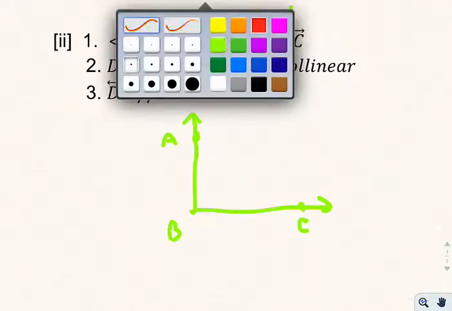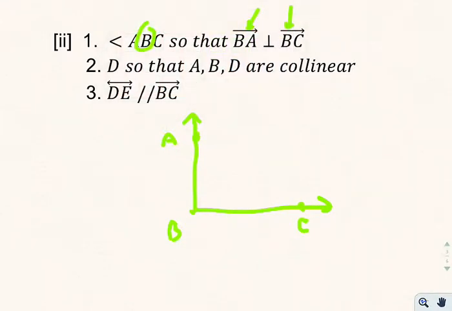Okay, what's next? So that A, B, and D are all collinear, that means in the same line. So if there's A, there's B, I'm going to put D right there, so they're all on the same line. Now it doesn't say connect them with a line, it just says make sure they appear in the same line if the line was there.